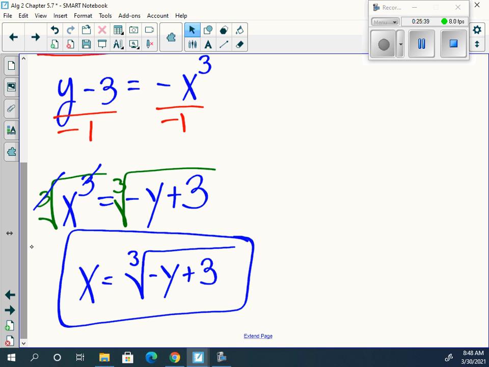Because negative 2 to the third is negative 8, and 2 to the third is 8. So we don't have that case where we get the same thing like with squares, where negative 2 squared is 4, and 2 squared is also 4. We don't have that matchup. So we don't need the plus or minus. And right there is our answer.